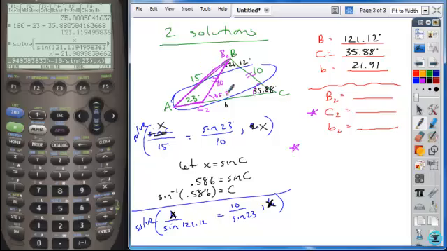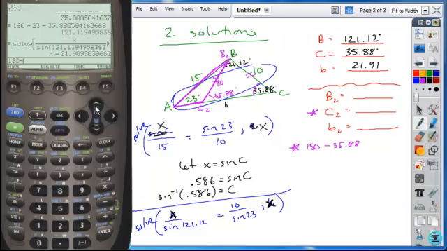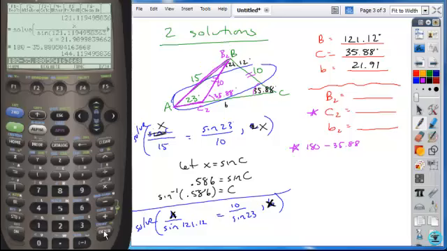Yeah, it's the same angle, right? The base angles of an isosceles triangle are the same. So what is this new angle C2 going to be? You can find it by taking 180 minus the original angle, 35.88. So if we took 180 minus, and we scroll up to 35.88, we get our measure to be 144.12. So that's our angle measure.